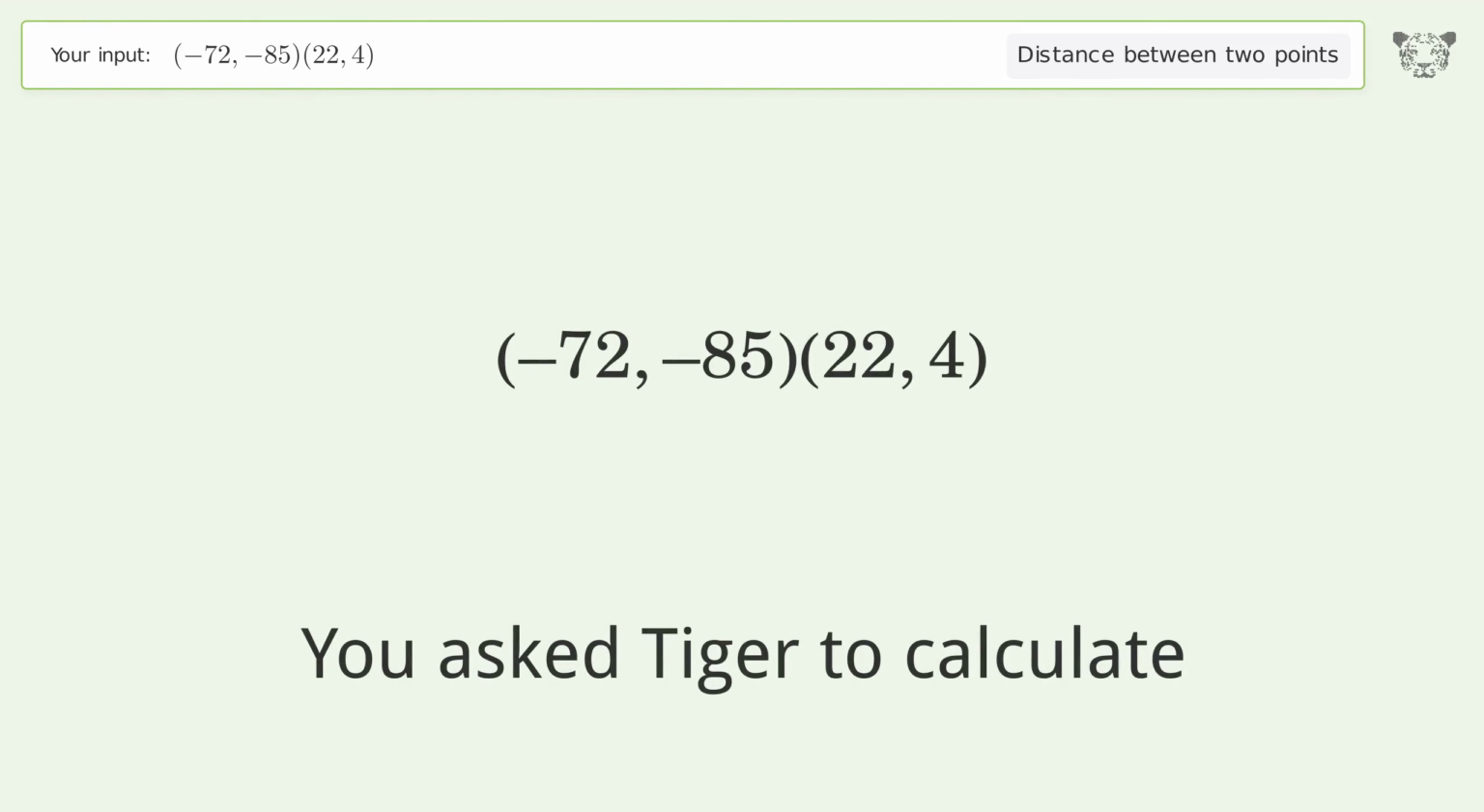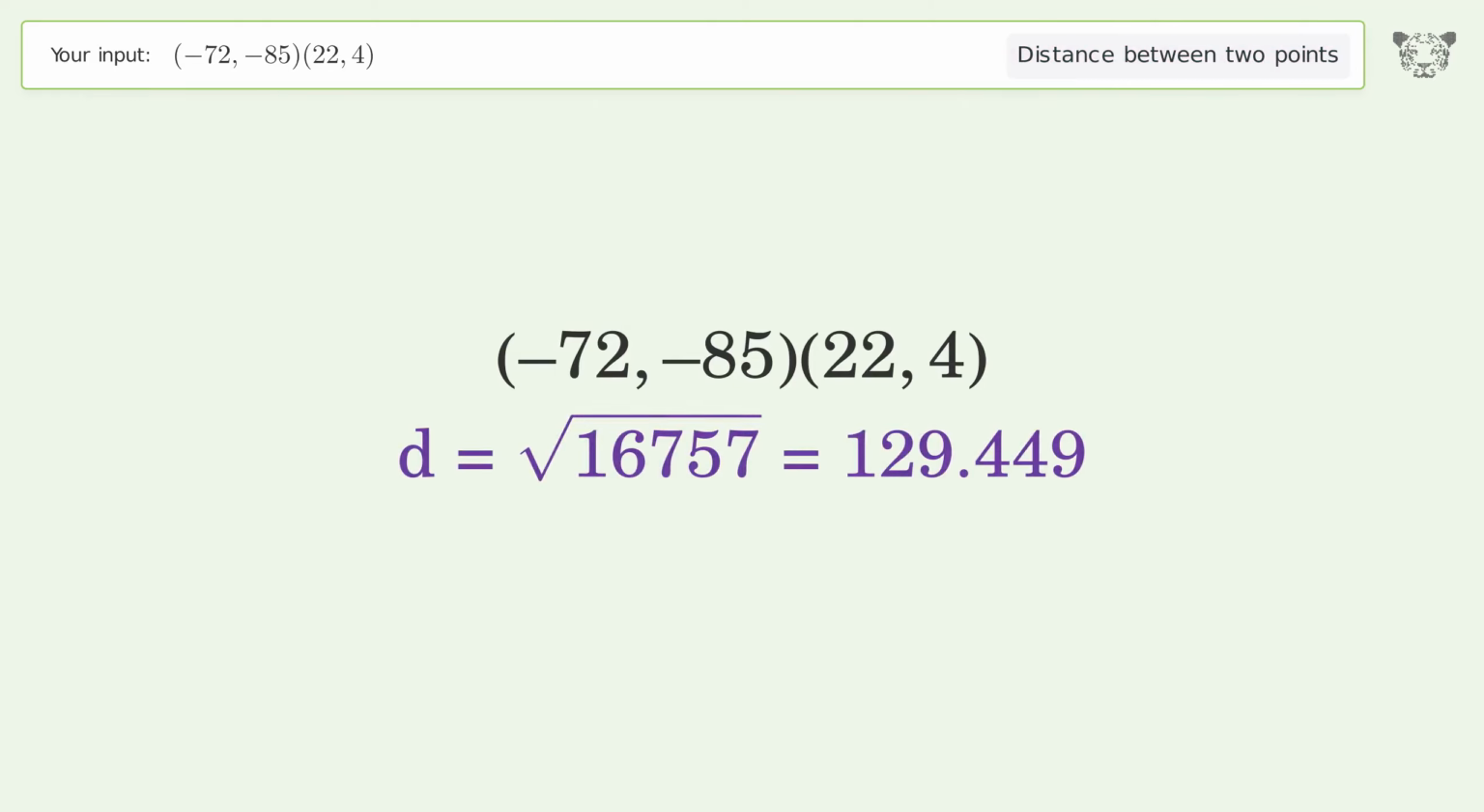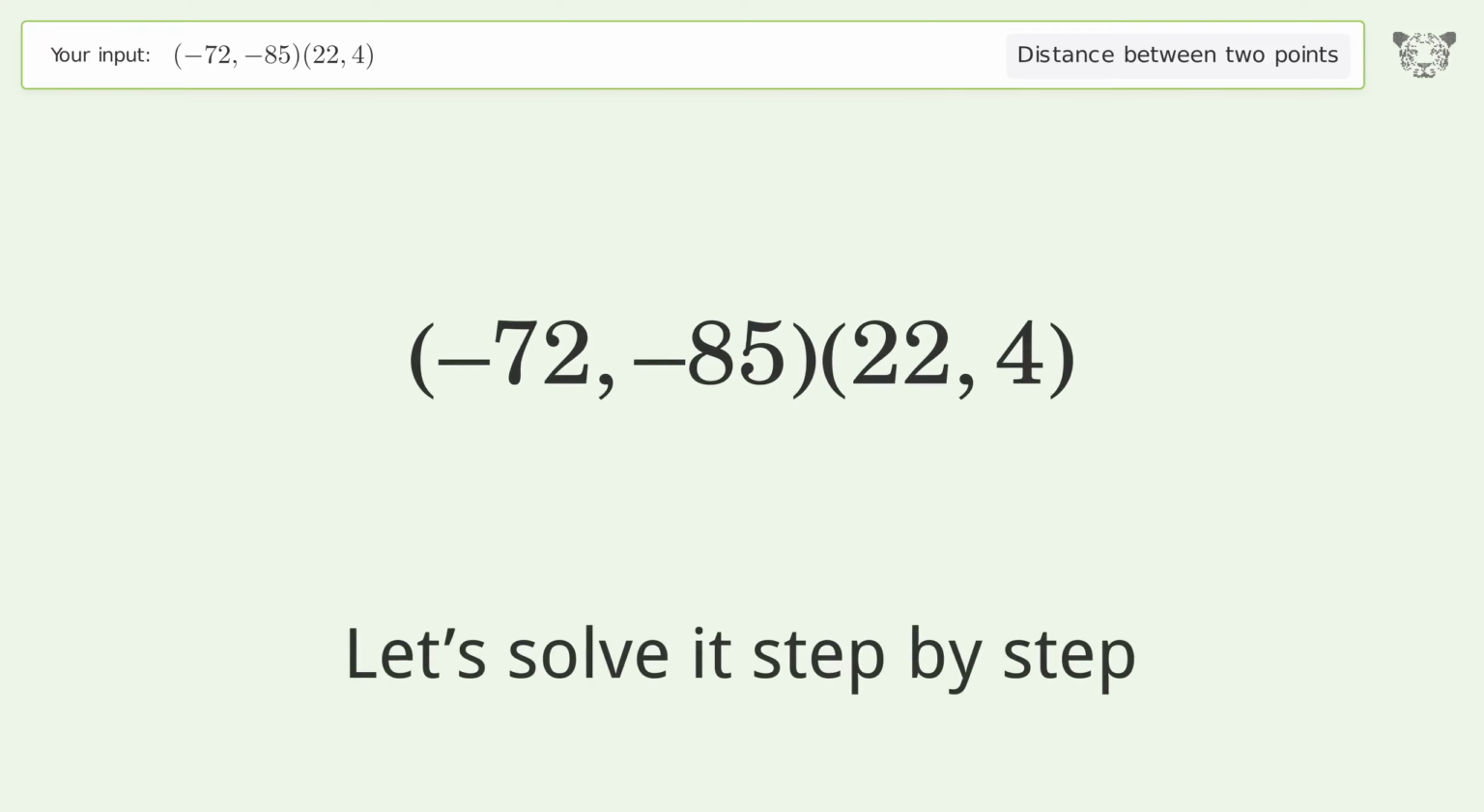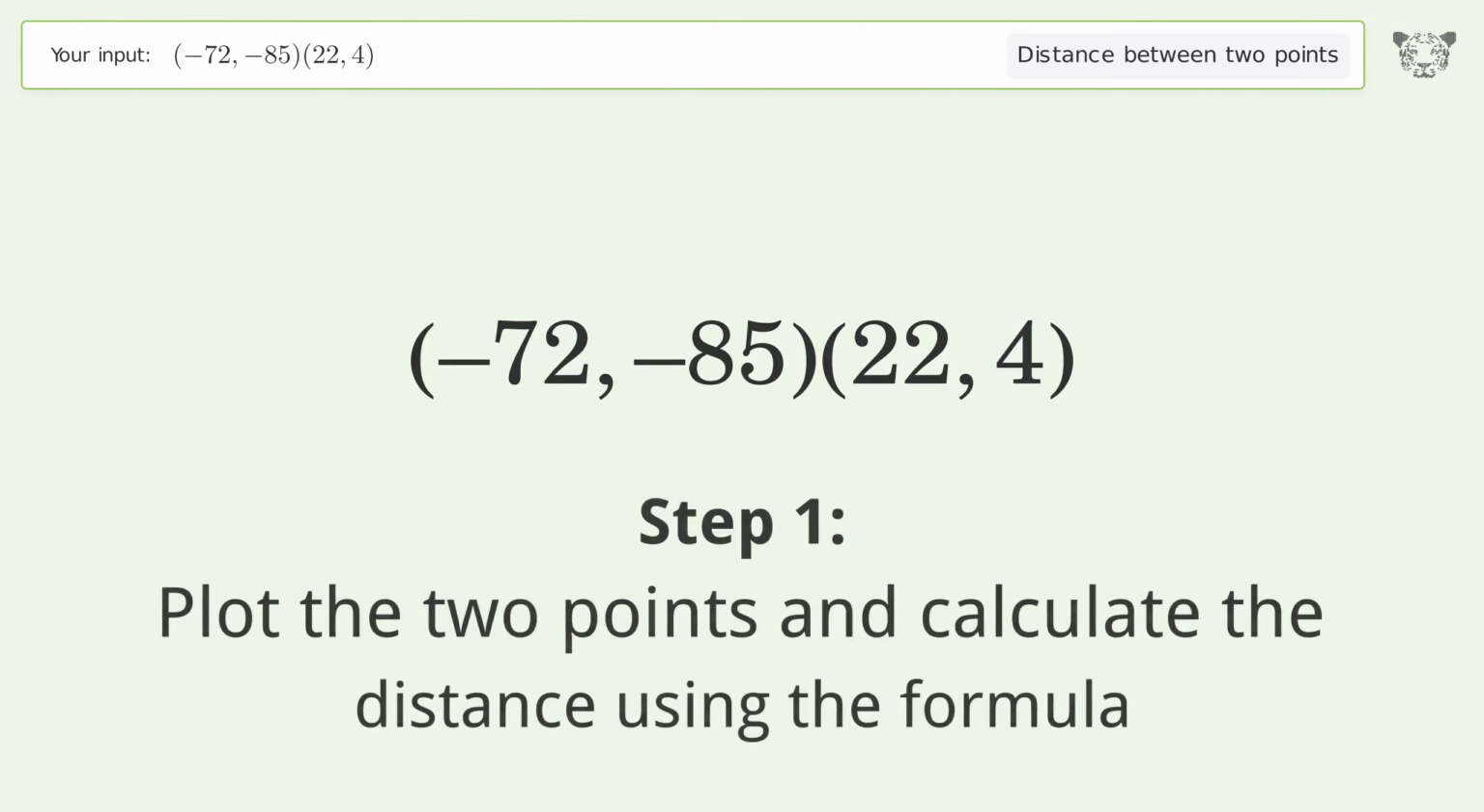You ask Tiger to calculate. This deals with the distance between 2 points. The distance between the 2 points is the square root of 16,757, or 129.449. Let's solve it step by step. Plot the 2 points and calculate the distance using the formula.